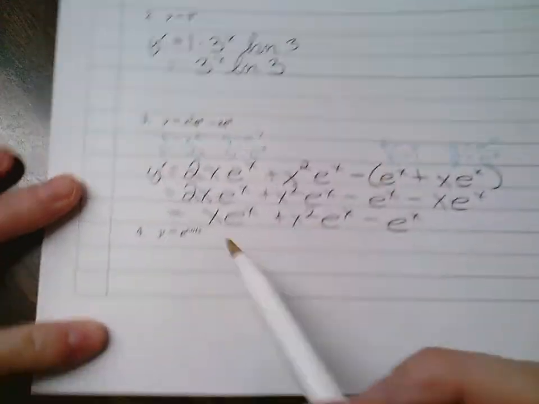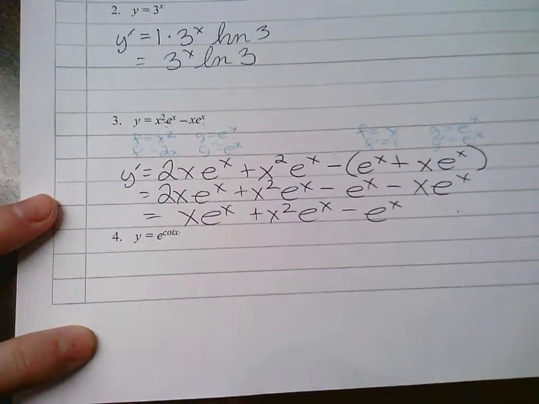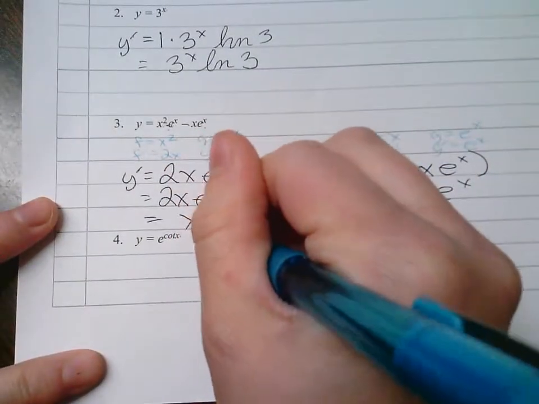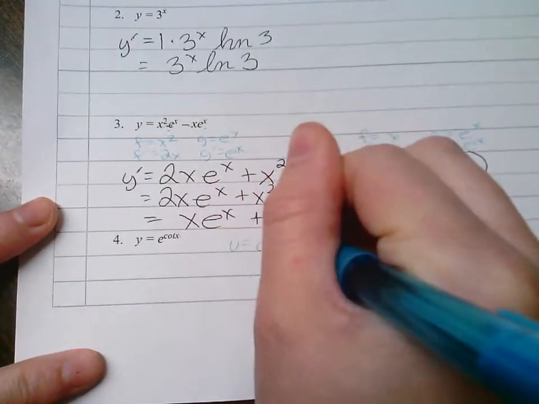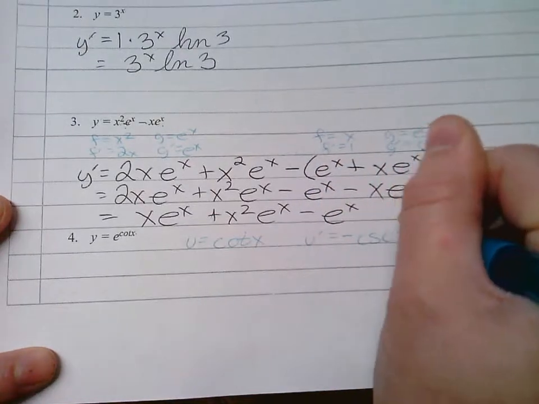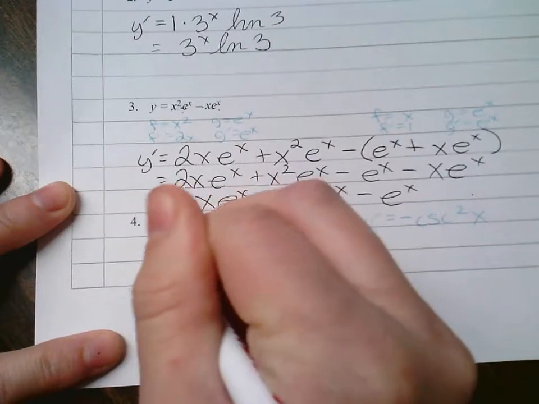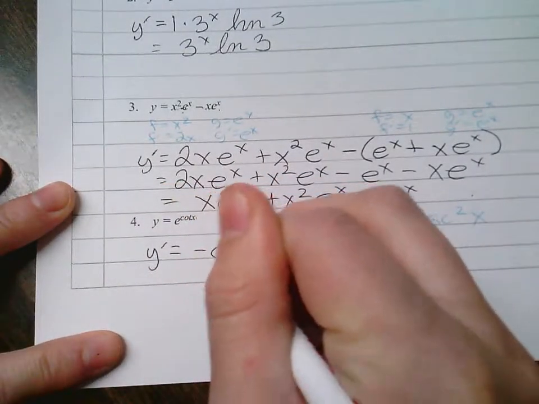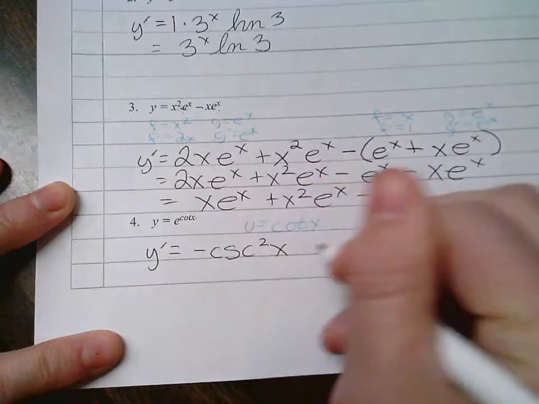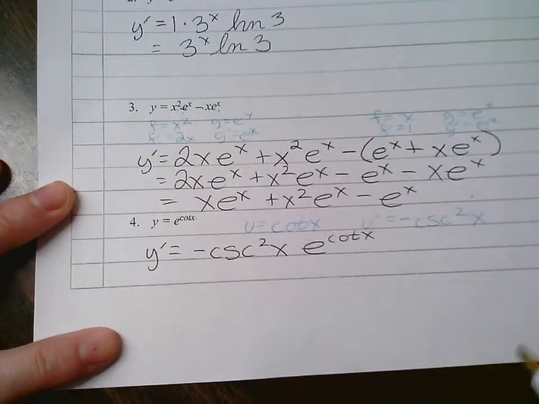Alright, that's the example. Now we're going to be using some trick here. So u is going to be cotangent of x. u prime is going to be negative cosecant squared x. So y prime is going to be negative cosecant squared x e to the cotangent x. Okay.